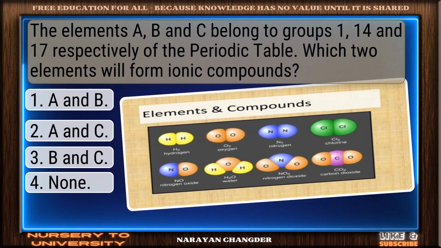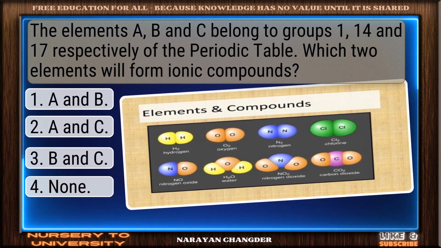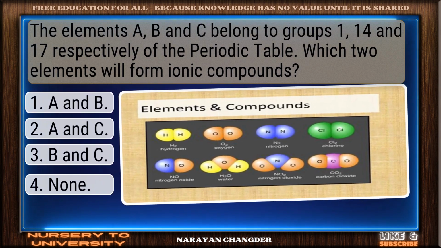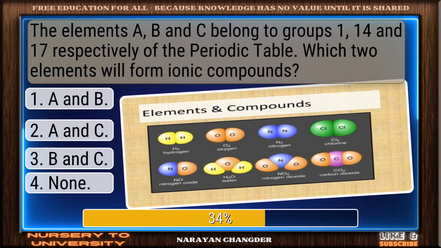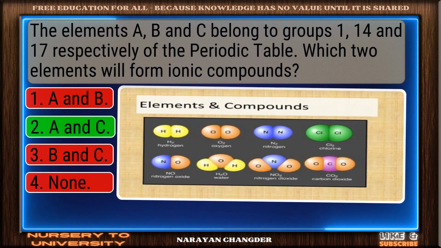The elements A, B, and C belong to groups 1, 14, and 17 respectively of the periodic table. Which two elements will form ionic compounds? Well done. A and C is right.